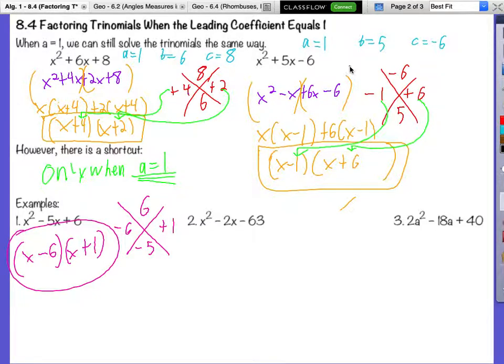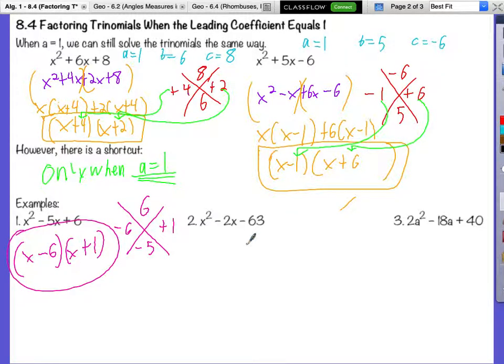Hey, 8.4. Factoring trinomials when the leading coefficient equals 1. In 8.3, the leading coefficient sometimes was 1, sometimes it wasn't. Here in 8.4, it's going to be 1. It's got to be, okay, it's going to be 1. We're back to NSYNC right there.